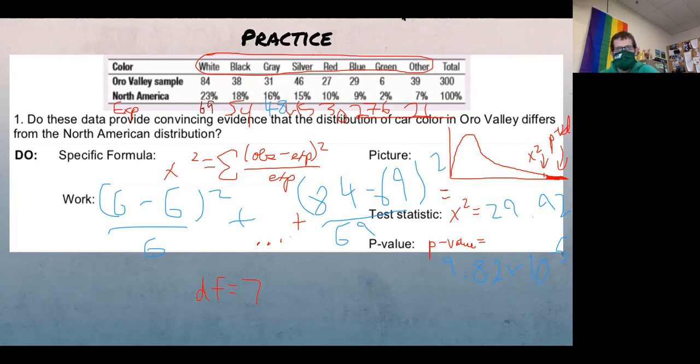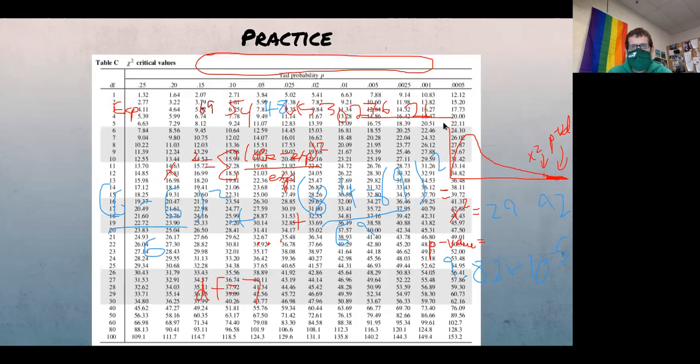Okay, so we've done all the calculations. We are ready to come up with a conclusion. All right, now we could also use the table with 7 degrees of freedom. 29.92 is off the chart to the right. Notice that 26.02 is the biggest it gets. So we're going to be below. So we could have also used, just to show you, our p-value will be less than 0.0005 if we were using the table.